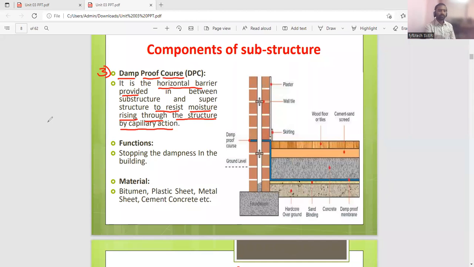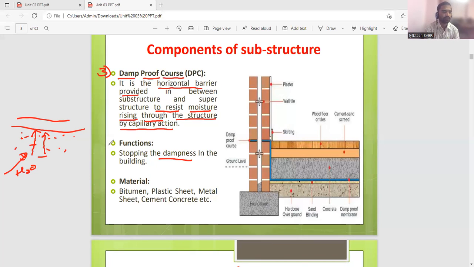Look here, it is a soil particle. What is in the ground? It has soil particles. Whenever the soil absorbs water, it becomes moisture. That moisture will rise through the small voids and gaps between particles. This water should not enter your building. For that purpose, DPC is provided. This DPC is made up of concrete. Function is stopping the dampness in the building.